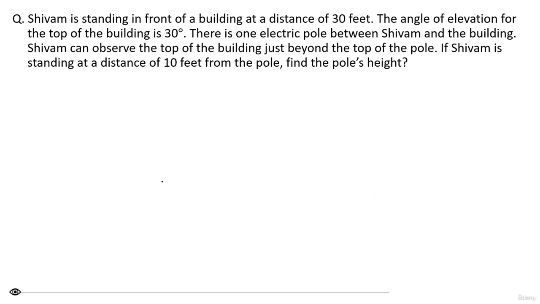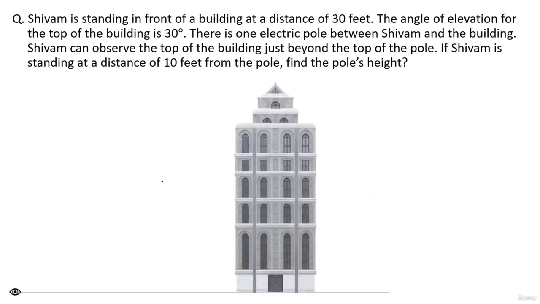You can see an eye blinking. That's the observer level I'm considering. Okay, and there is the building. Okay, complete building, and it is given that the distance between the building and the observer is 30 meters as per the question. 30 feet, sorry, 30 units or 30 feet. Now the angle of elevation made is 30 degrees as per the question.